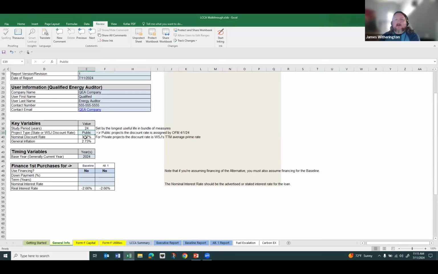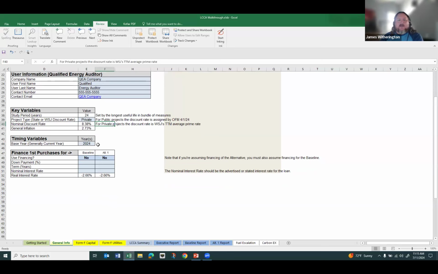So if you're public, you notice that the nominal discount rate is lower. The nominal discount rate for public building projects is mandated through OFM, whereas the private sector nominal discount rate is based on Wall Street Journal's prime rate over a 12-month average. This here is your base year piece, so I want to make sure that it's generally your current year.